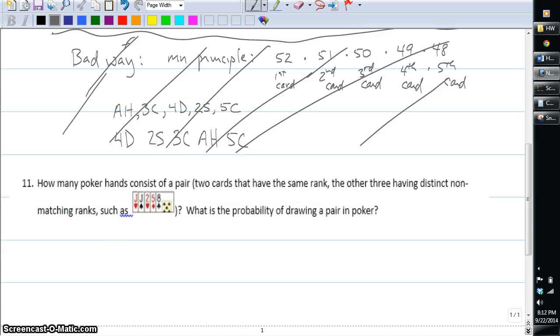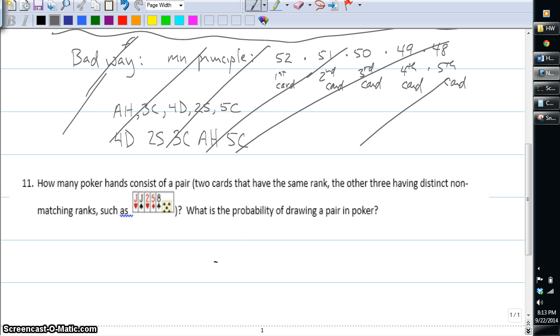So now that we've seen how not to solve question 10, along with the actual solution to question 10, I'm going to move on to question 11. How many poker hands consist of a pair, 2 cards that have the same rank, with the other 3 cards having non-matching ranks, such as, in this example, a pair of jacks followed by 3 other cards, none of which are jacks, and significantly, none of which match one another.